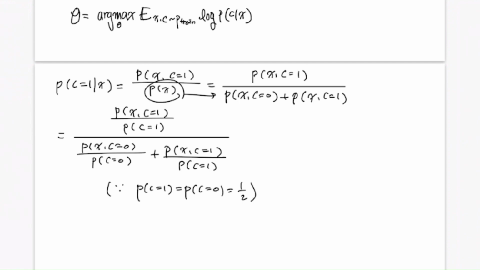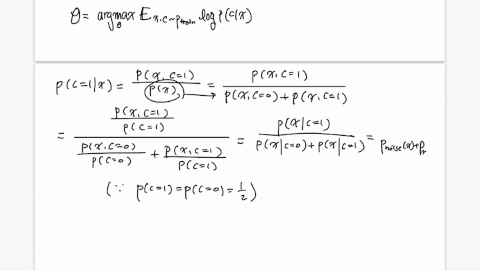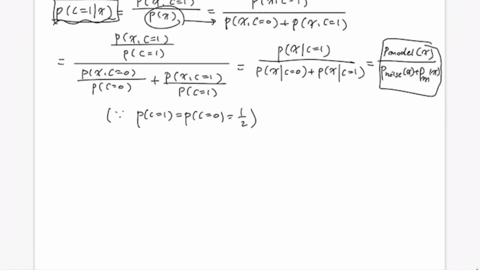So now we will write this in the conditional probability form. Then we can finally write it as p(x conditioned on c equal 1) over p(x conditioned on c equal 0) plus p(x conditioned on c equal 1). And this is p noise(x) plus p model(x). Here we can write p model(x), right? So we can write this probability in this form.